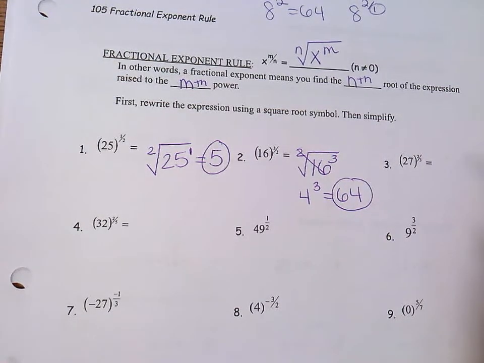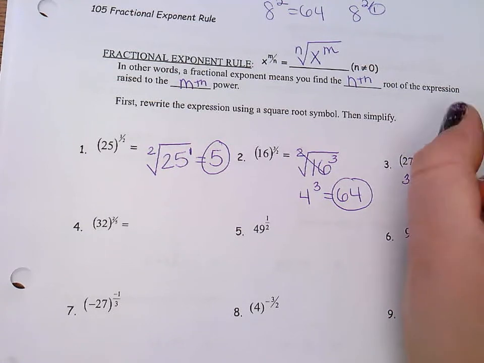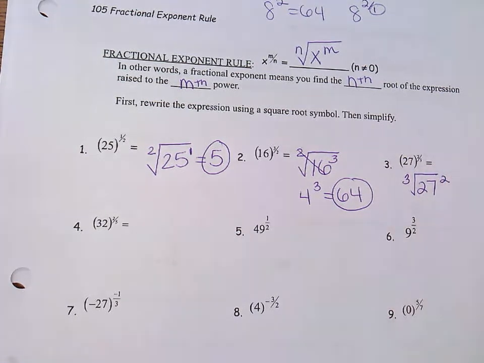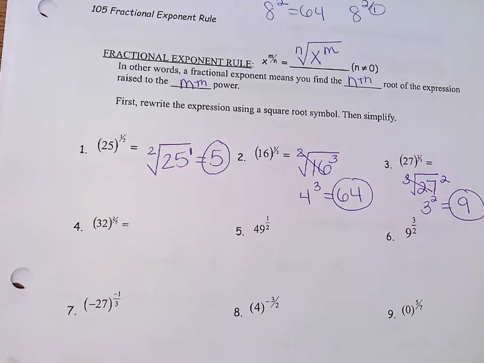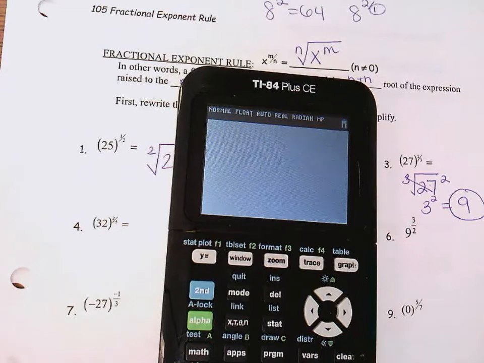Number 3. I'm taking the cube root of 27, and then I'm going to square my answer at the end, because I don't know 27 squared. That's a big number. But I know that the cube root of 27 is 3, because 3 times 3 times 3 is 27. So then 3 squared is just 9. So 27 to the 2/3 power is 9. And if you want to check on a calculator, you just enter 27 raised to the 2/3 power, and it is 9.